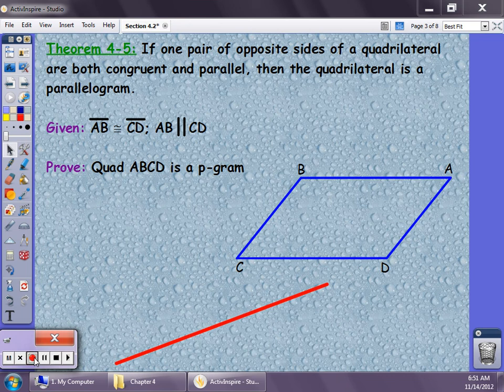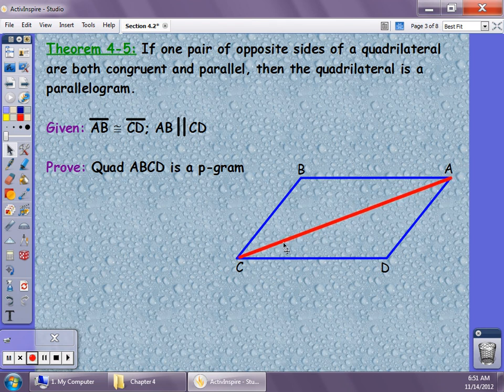If one pair of opposite sides of a quadrilateral are both congruent and parallel, then the quadrilateral is a parallelogram. So again, we have quadrilateral ABCD. I'm going to draw in diagonal CA, and I'm going to mark the given information. So we are given that AB is congruent to CD, and we're also given that AB is parallel to CD.